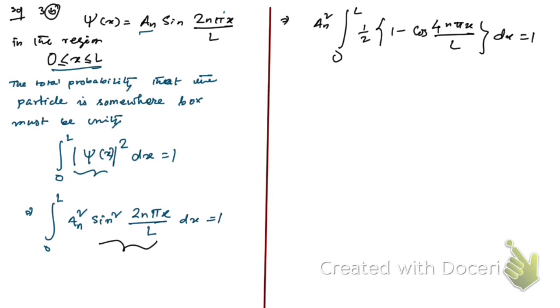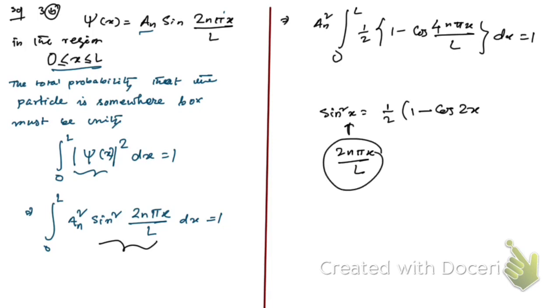So what is the identity that we have used here? The trigonometric identity that we have used is sine squared x is equal to 1 by 2 times (1 minus cos 2x). So instead of x we have 2n pi x by L, and if you put this here, then you're going to get this result. Okay, so hope you have understood this.